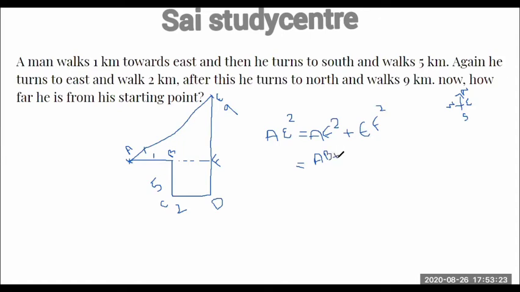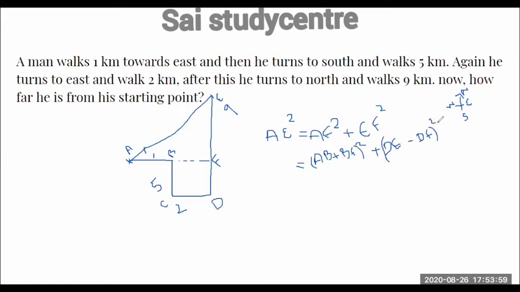AB plus BF. What is AB? It is the first data given in our question. That is, he walks up to 1 kilometer, plus EF. We don't know EF separately, but what can we write? DE, the total distance he covered, minus EF. When we subtract that, what will we get? EF, or FE, we will get.